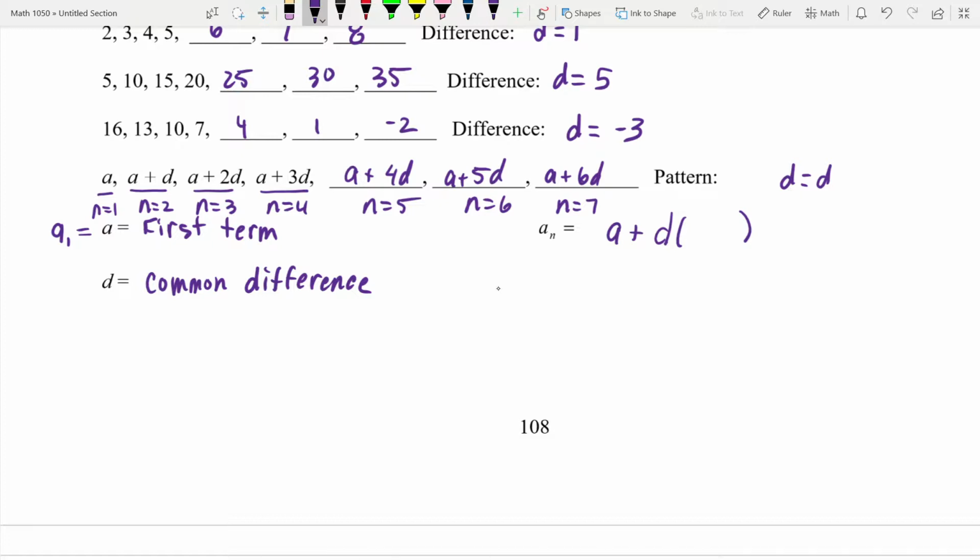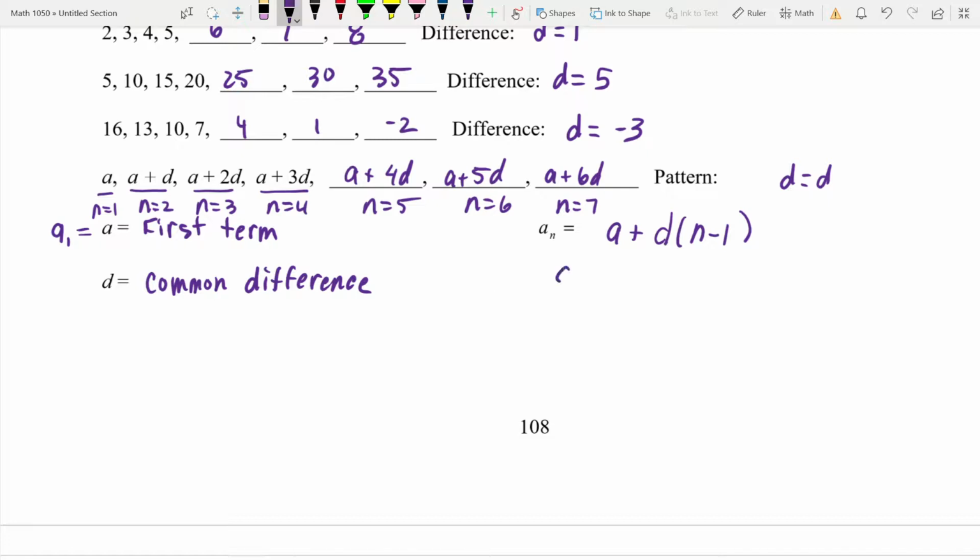Okay, so look right here. N is 1, no D. N is 2, 1 D. N is 3, 2 D. N is 4, 3 Ds. What is my D multiplied by? What is it? It is N minus 1. Yeah, N minus 1. 1 minus 1, 0. 0 times D, no D. 2 minus 1 is 1D. 3 minus 1 is 2D. And so on. Okay, so that's your formula.